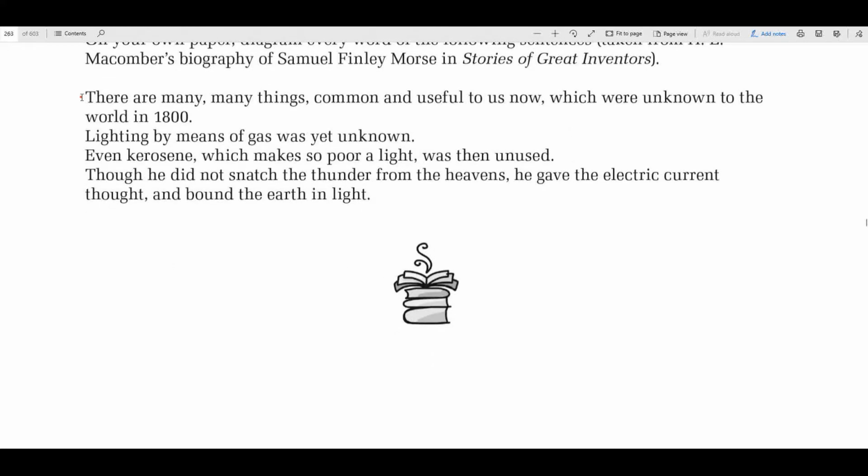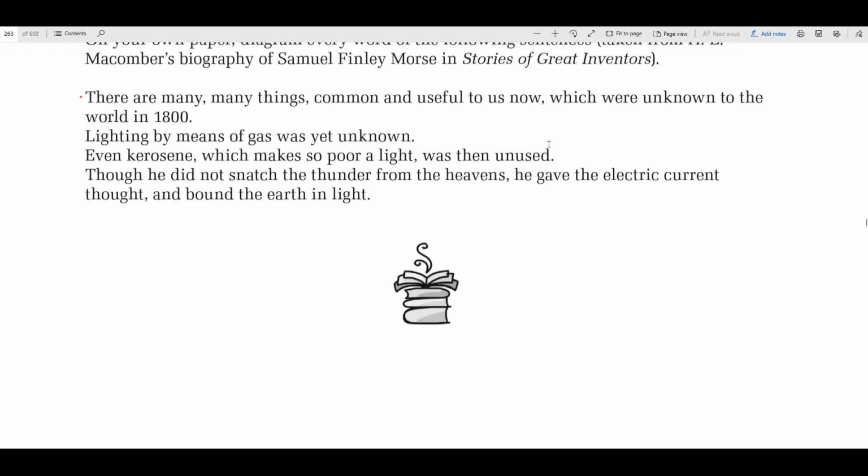Okay, first thing, let us label the sentence. So why don't I help you label the sentence, and then you can diagram it, and then we'll check each one. Okay? All right, here we go. So there are many, many things common and useful to us now, which were unknown to the world in 1800.